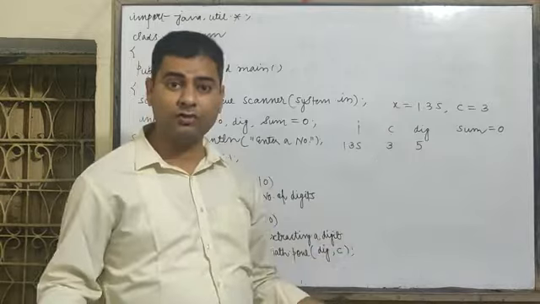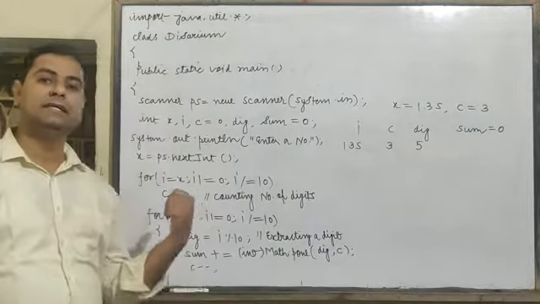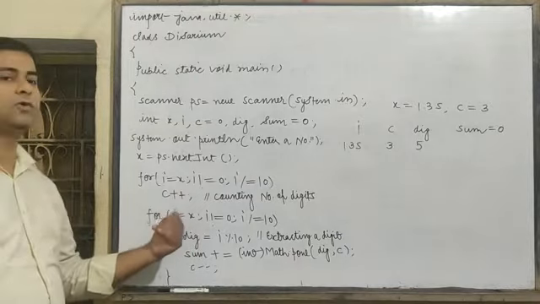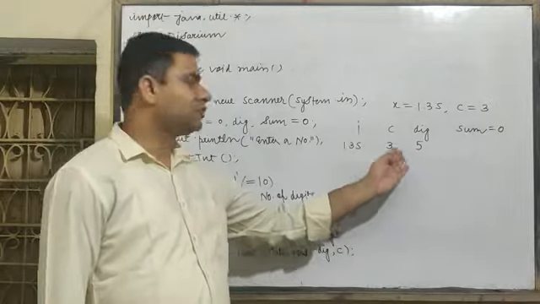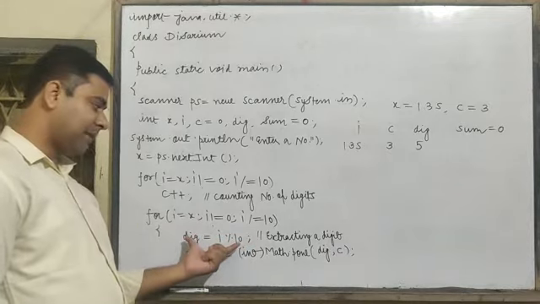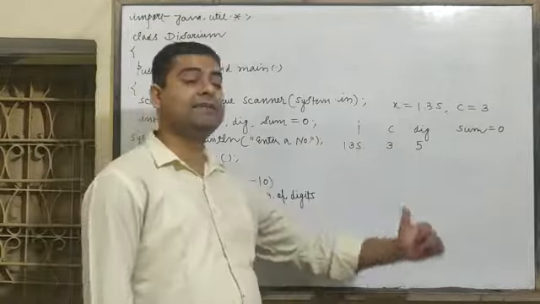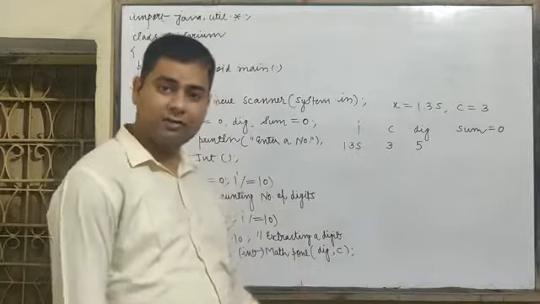So how are we determining this? How are we calculating this? Because already we have counted the digits. Number of digits already we have counted, so that is stored in C. So first of all, when we write digit equals to I modulus 10, when you compile this line, digit equals to I modulus 10. So what digit will have? Digit will have 5 and C is having the number of digits.